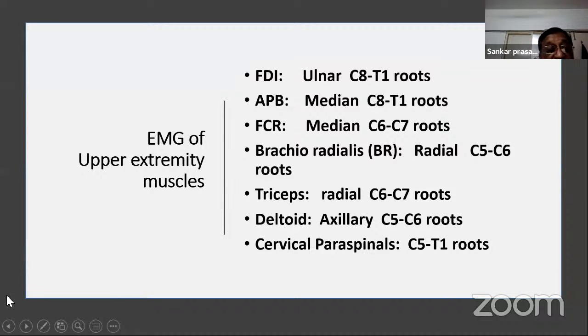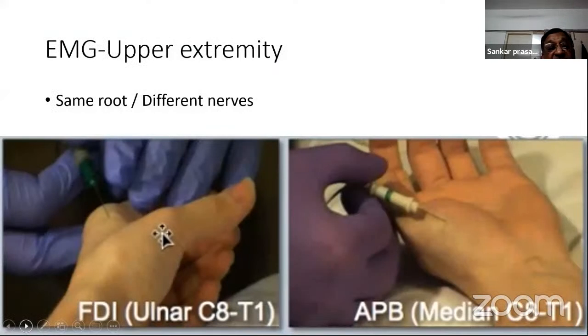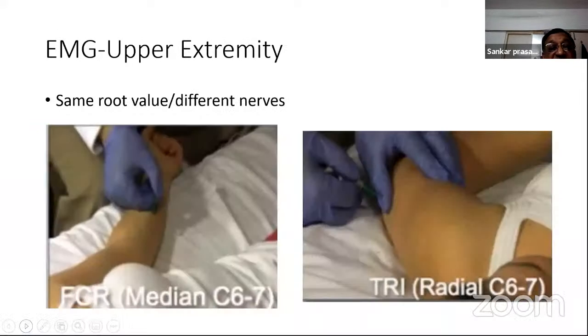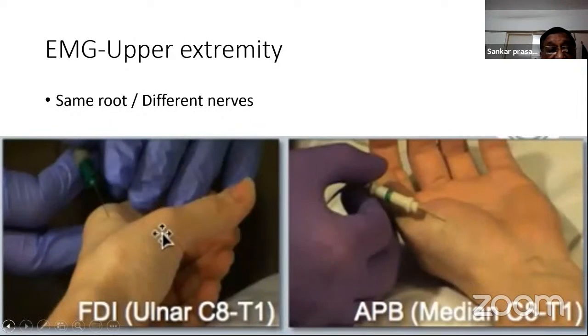Now, which way will we remember them? Remember that same root, different nerves. If you look at the FDI, ulnar has C8 T1, and APB, this is median C8 T1. So different nerves, but same root you are doing the EMG in. And same root value, different nerves: median C6 and C7, radial C6 and C7, you see triceps and flexor carpi radialis. So same root value but different nerves, ulnar and median.